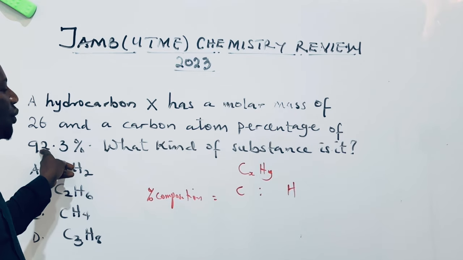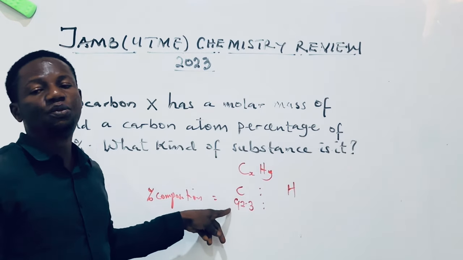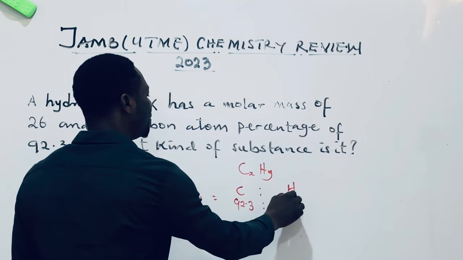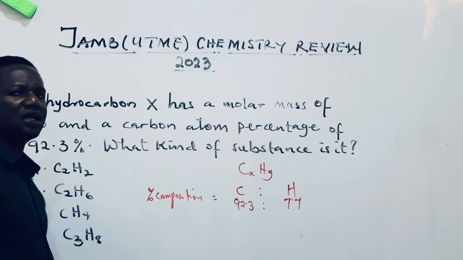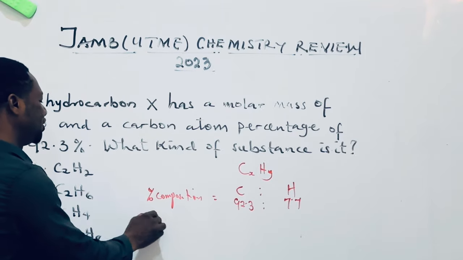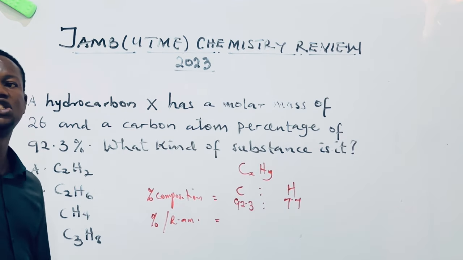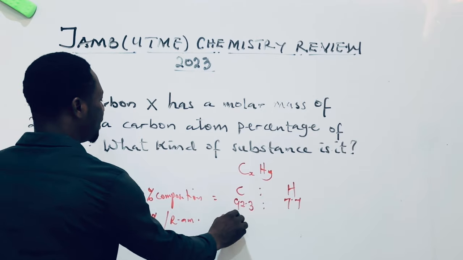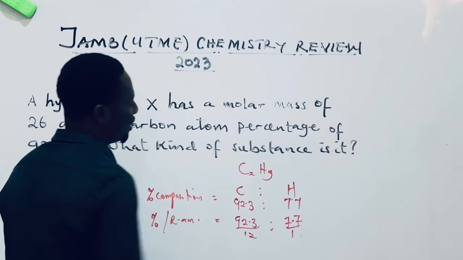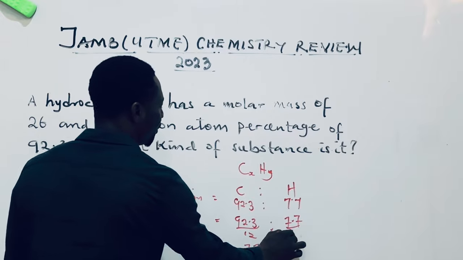Carbon is 92.3%, so we have 92.3. And when we subtract 92.3 from 100, we will have the remaining percentage for hydrogen, that is 7.7%. Now, the percentage composition divided by what? Relative atomic mass, percentage divided by relative atomic mass. The relative atomic mass for carbon is 12, hydrogen is 1, so we have 92.3 over 12, and 7.7 over 1. And when we look at this, this is going to give us approximately 7.7 to 7.7.